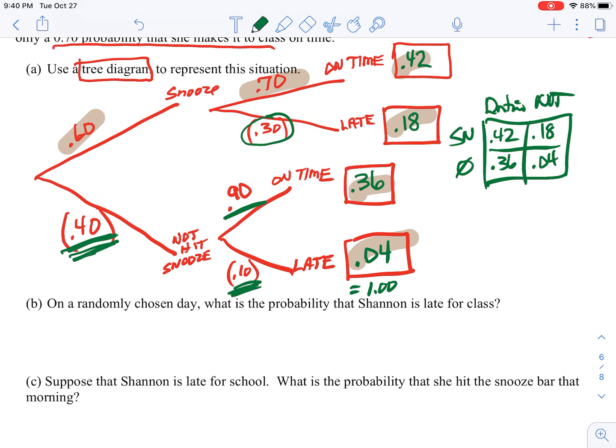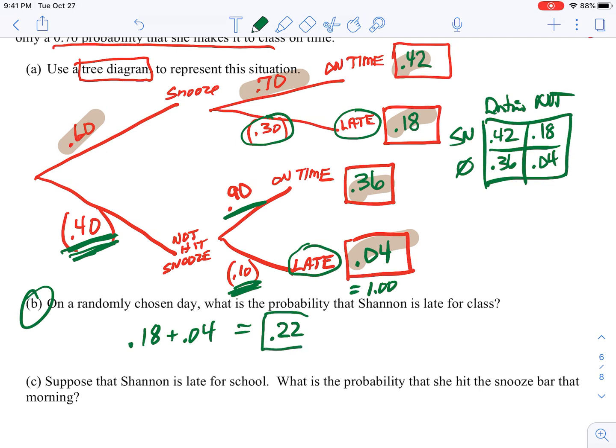So now we should be able to answer any sort of question they might throw at us, like part B: on a random day, what's the probability that she's late for class? Well, she can be late two ways. She can be late after hitting the snooze button, or she can be late after not hitting the snooze button. So there's two ways it can happen. It can happen this way, or it can happen this way, and or means add in probability. So there's a 22% chance that she will be late to class overall. You can get that by just adding up those two branches.